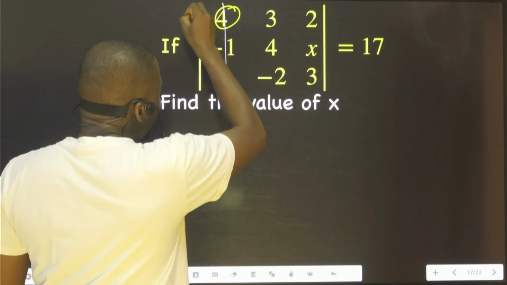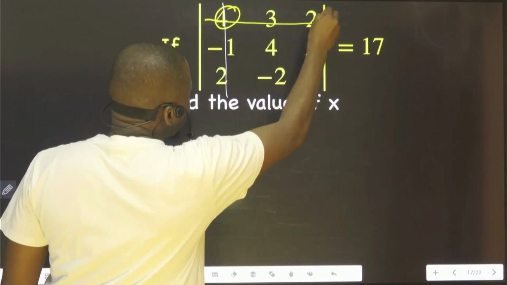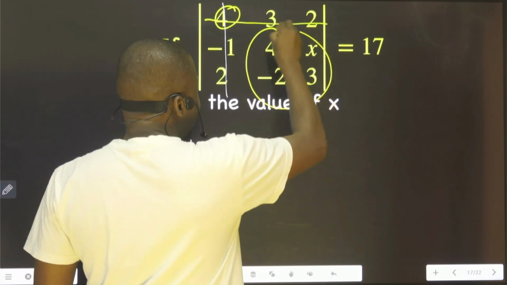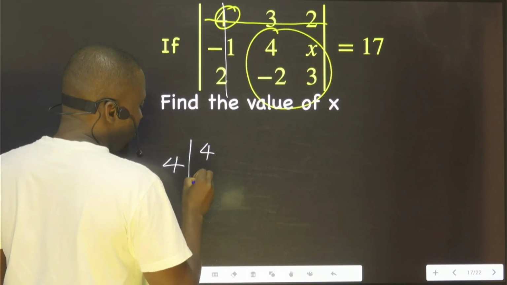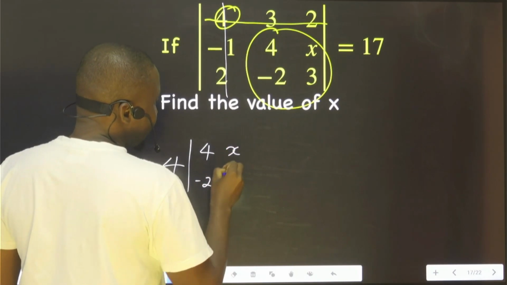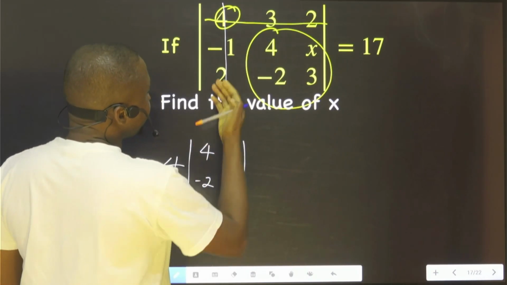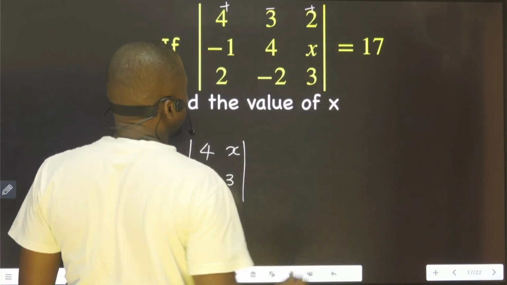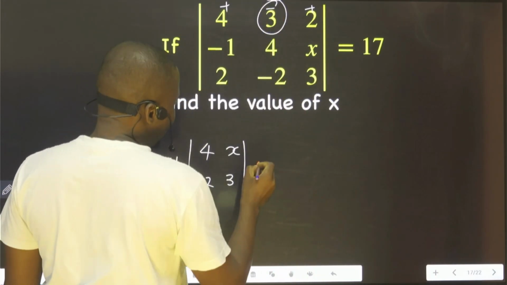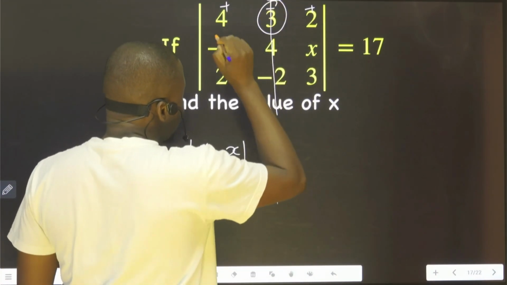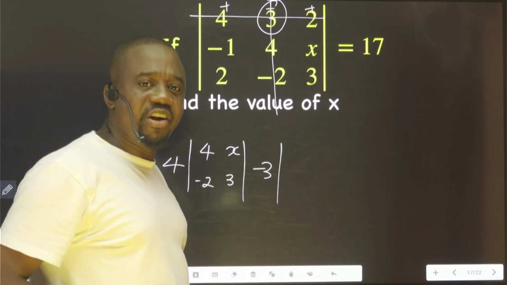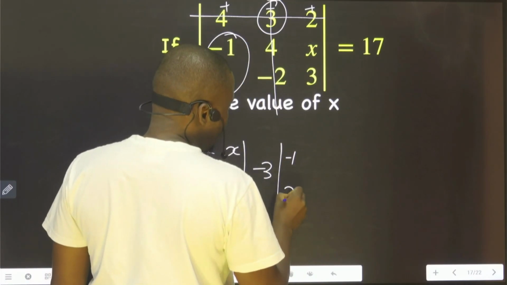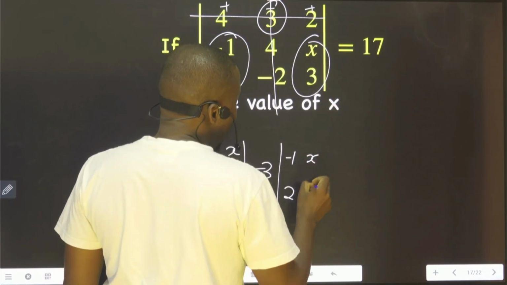We remove everything on the same column with 4 and anything on the same row with 4. What is remaining are these: that is 4, minus 2, x, and 3. Remember, this is plus, minus, plus. So this is minus 3 now. Anything on the same column or the same row with 3 is gone. Therefore, what is remaining, we write it down, and also this, that is x and 3.